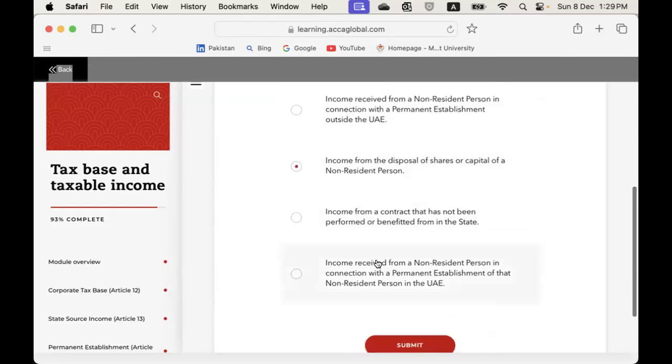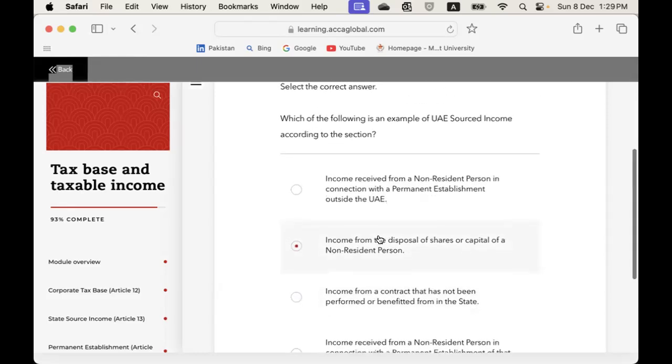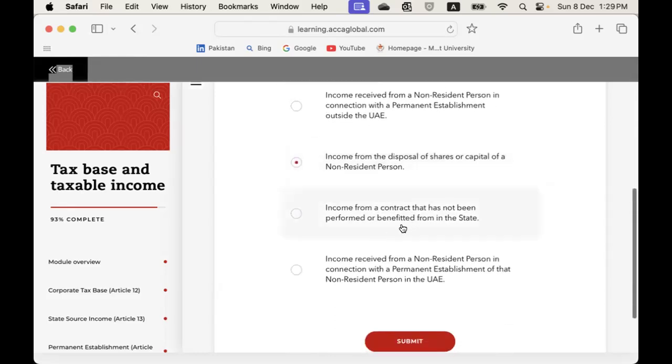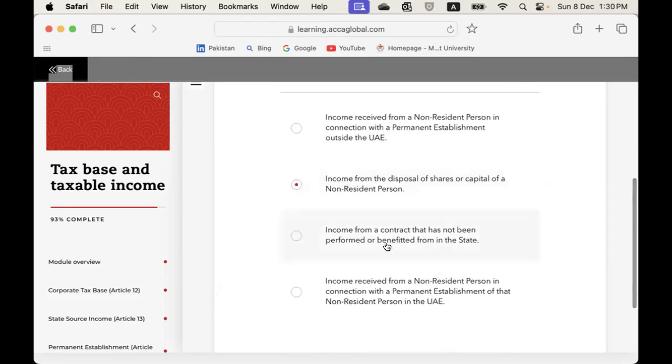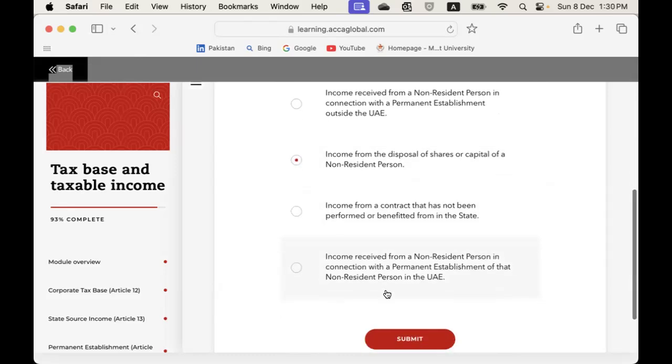Income from a contract that has not been performed or benefited from in the state. If the contract has not been performed or benefited in the state, then this is not UAE source income. Don't you think so? No, it's not.